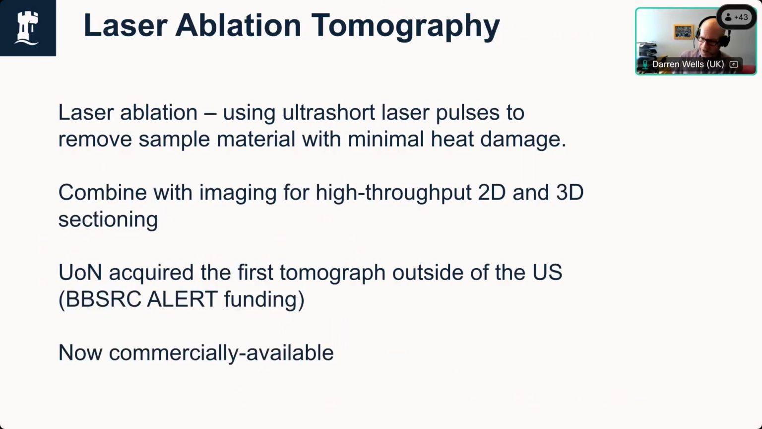That said, laser ablation tomography is a step change in our ability to look at plant anatomy at high throughput. Very simply, it uses ultra-short lasers to ablate material without introducing much heat damage. You then link that to an imaging system and you can take very fast 2D and 3D sections. We were very lucky to get the first tomograph outside of the US, funded by the BBSRC Alert program, and they are just about becoming commercially available now.